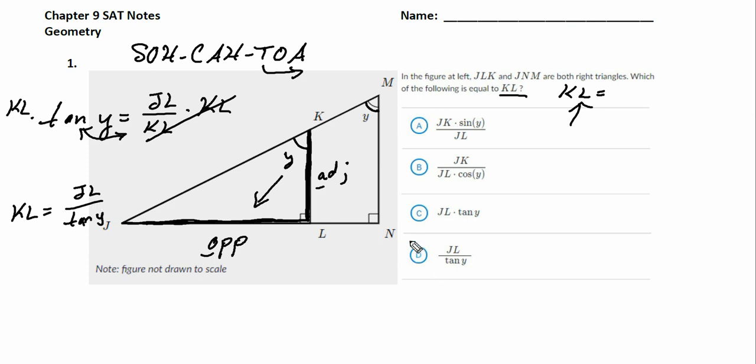All right, and that results in D being our answer, JL over tangent of y. So for that first one, not too difficult to solve. We just have to make sure to remember how to set up those trigonometric ratios and then what similar triangles are.